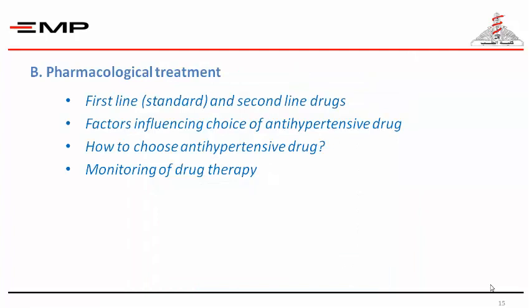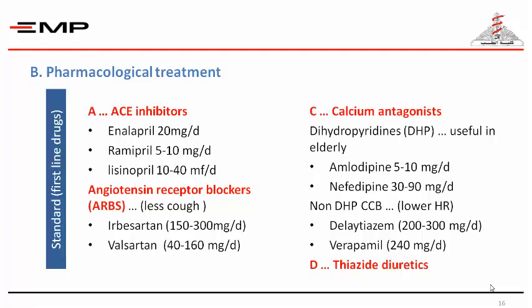Pharmacological treatment classes: we can classify them into first-line standard treatment and second-line drugs. We choose the antihypertensive drug according to certain factors, as we said before. How we choose the antihypertensive drug and how to monitor the drug therapy, we will talk about in detail.